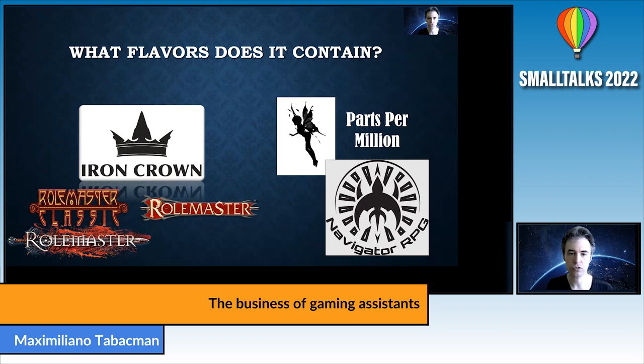Also, Iron Crown is now preparing what they are calling Rollmaster Unified, a new set of rules. And of course, ERA will support them once it launches. But also, Space Master, Privateers, an old Iron Crown product, is being added because the changes from Navigator RPG, from Parts Per Million, are so similar to Space Master that it was a really simple choice to just add it as well.